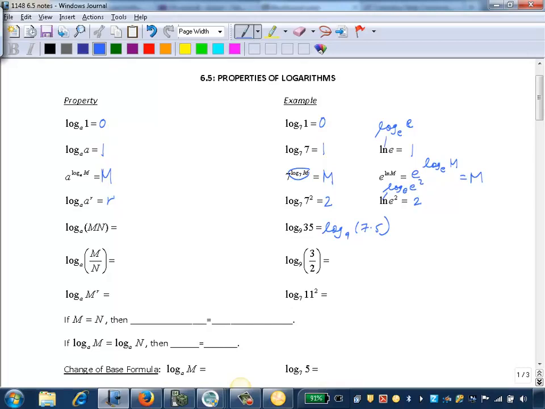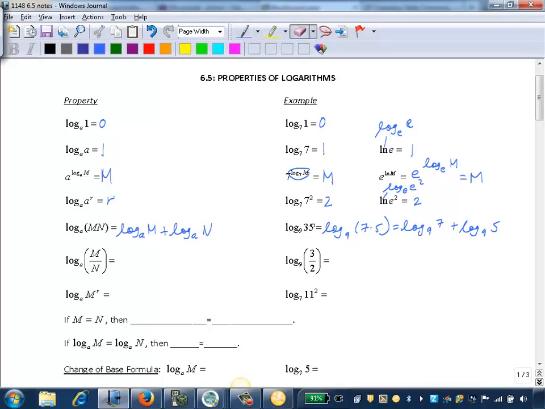So when I take the log of a product, I can split that up into log of each of those factors and add. So you can split up log of a product into the sum of the two separate logarithms. So back here to the general rule, log base A of mn. When you take log of a product, you can split that into the sum of the two separate logarithms.